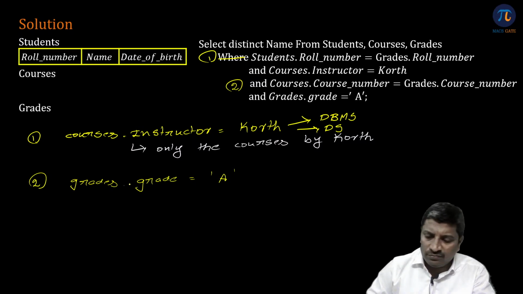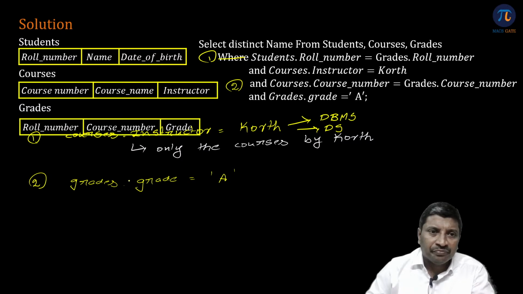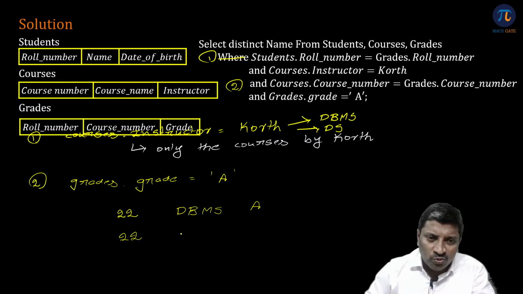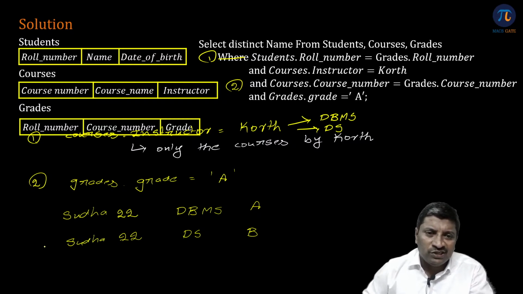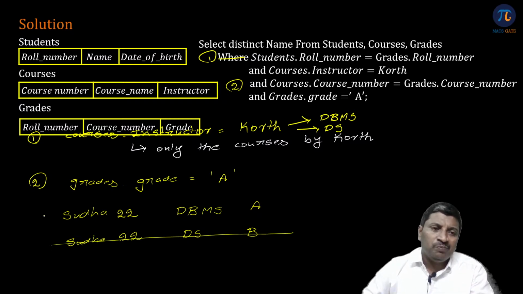Suppose we are having it like this, sir. Some student 22 registered DBMS. In DBMS, he got A. The same student 22 registered DS, but he got B. And let us assume the name is Sudha. Then what will happen, sir? When you filter, the DS record will be deleted, but the DBMS record will be there.